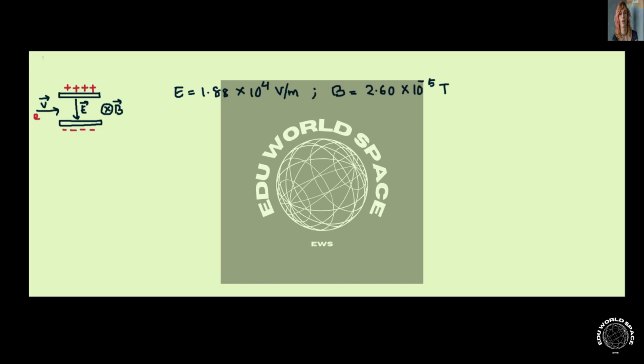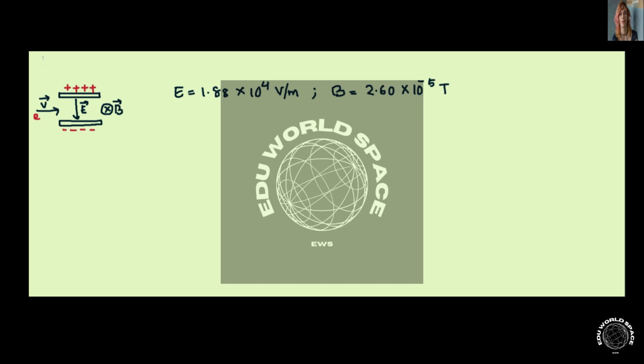So in this question, we have a beam of electrons that pass through a region of perpendicular electric and magnetic fields. So this is a diagram of how the problem should be visualized. We have the electric field from plus to minus. Our magnetic field is into the board, and this is the velocity of the electron.